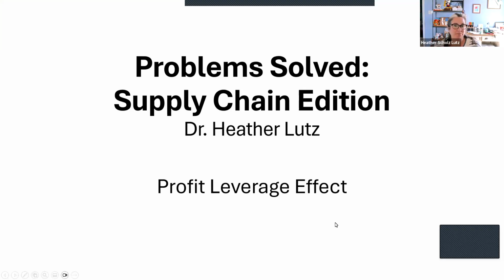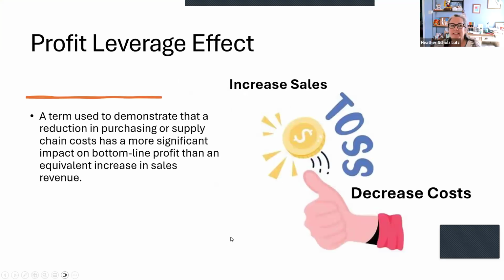So in this video, if you think about a company, there are two different ways that it can try to increase its overall profits. One way is to increase sales, the other way is to decrease cost. I like to think of them as two sides of a coin. They're both leading us in the same direction. This video is focusing on the profit leverage effect.